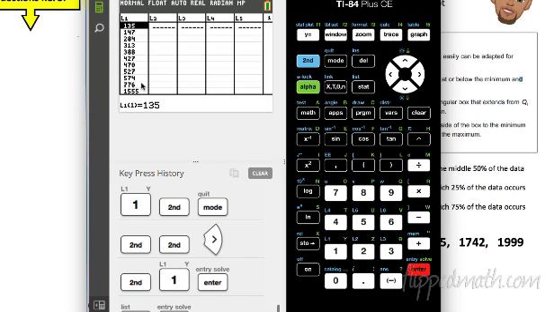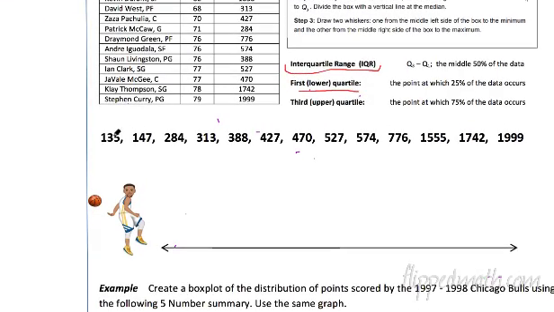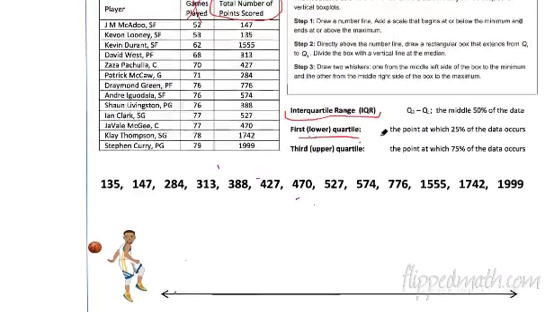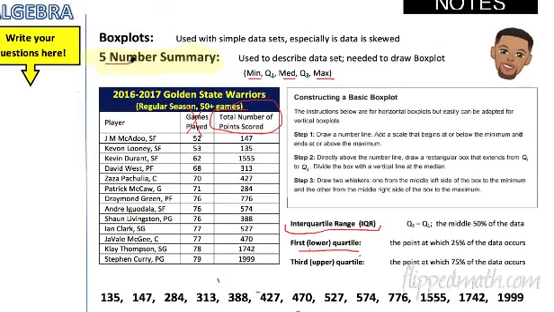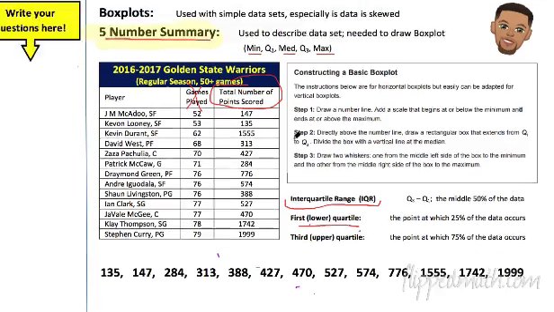But if I go back into my lists, I can see that they're now put in order. And that's important. So that's where I got these numbers right here. These are from the lists after I put them all in order. Now, to create a box plot, we first have to find the five number summary. We talked about that. The five number summary, the minimum, the maximum, those are easy.